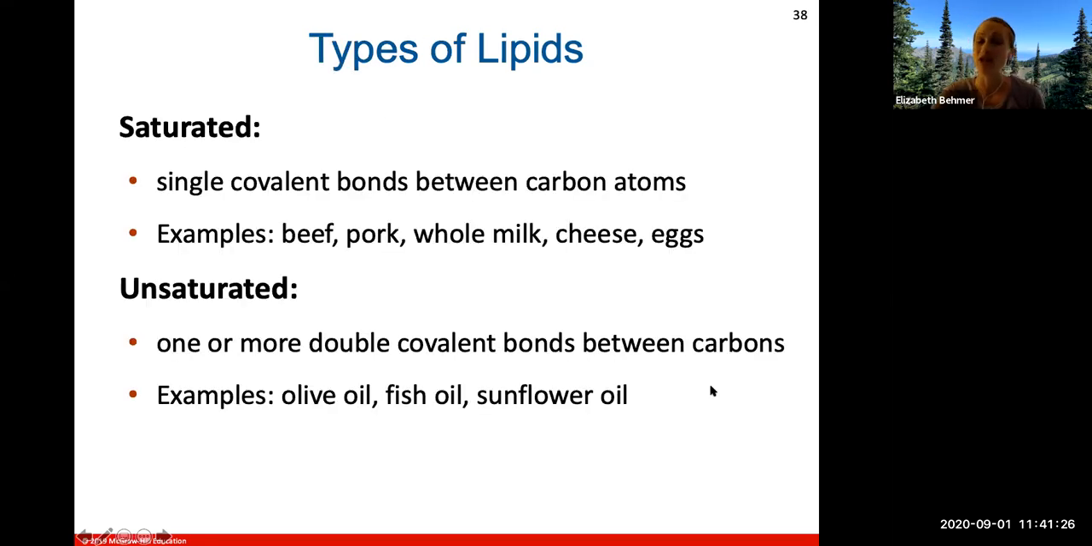Lipids can be saturated or unsaturated. Saturated just means every bond between carbon atoms is a single bond. That just means one kind of sharing of electrons is bonding two carbon atoms. Examples of saturated lipids are beef, pork, whole milk, cheese, and eggs. And unsaturated lipids, you have one or more double bonds between carbons. Examples of unsaturated lipids are olive oil, fish oil, and sunflower oil.